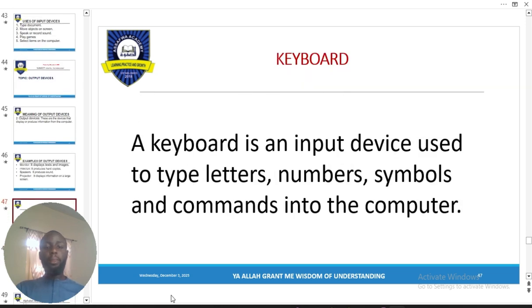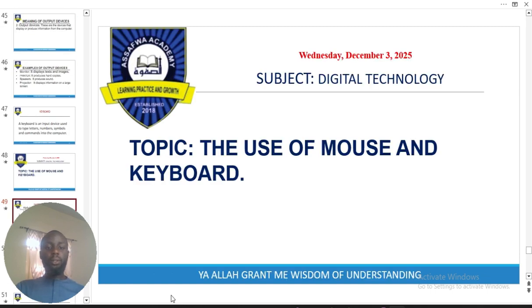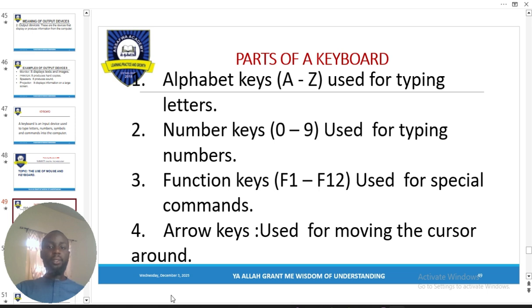Then the keyboard. A keyboard is an input device used to type letters, numbers, symbols, and commands into the computer. So parts of the keyboard. Number one, we have the alphabet keys, A to Z, which are used for typing letters. Then the second one, we have the number keys, from 0 to 9, used for typing numbers. Then we have the function keys from F1 to F12, which are used for special commands.